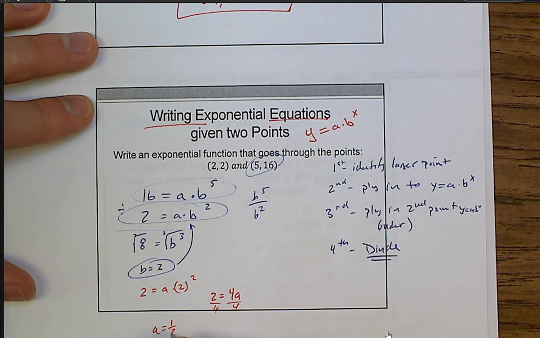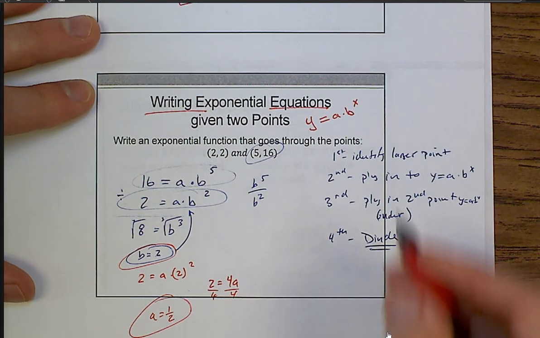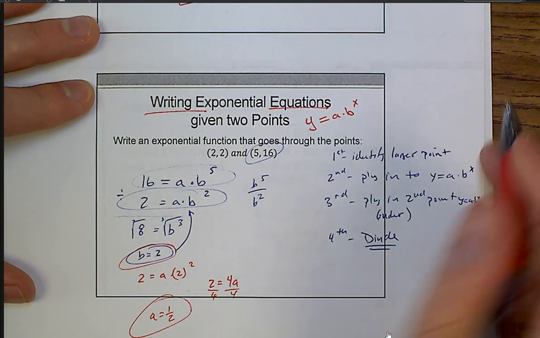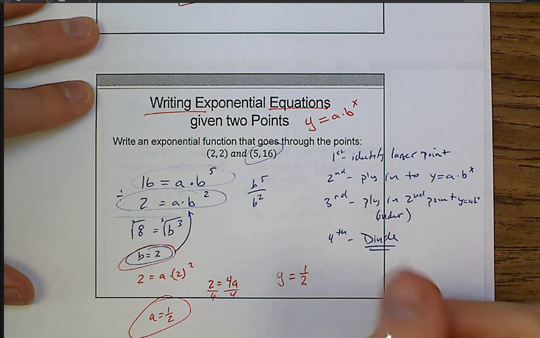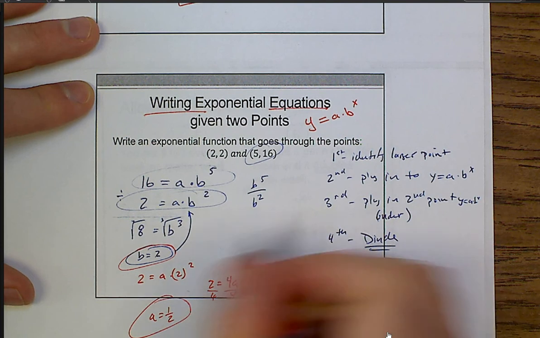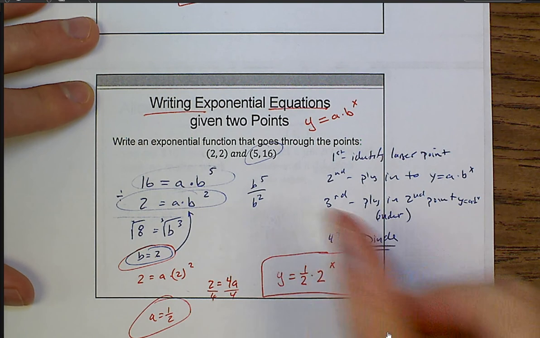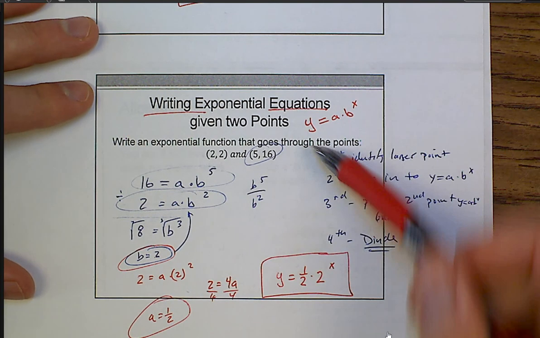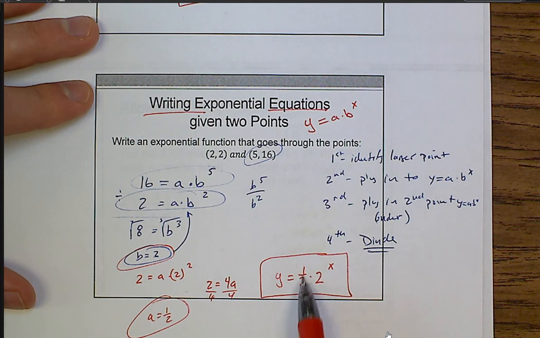So there's my a value, there's my b value, and again, the whole point of this is to find an a and a b value so we can write our final answer, which is going to be y equals 1/2 times 2 to the x, since my b value was 2. So given 2 points, we were able to write the exponential growth equation for this function. What does this mean? It means that this function started out at 1/2 and doubled. That's what's happening there.